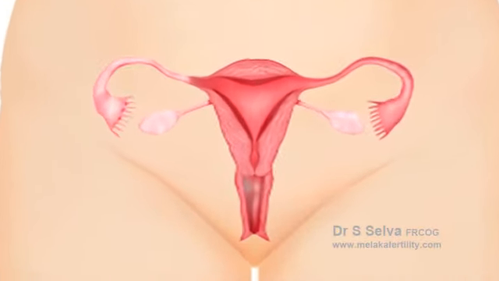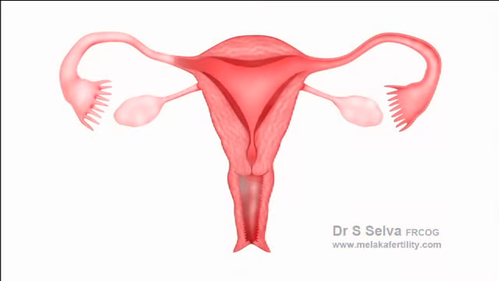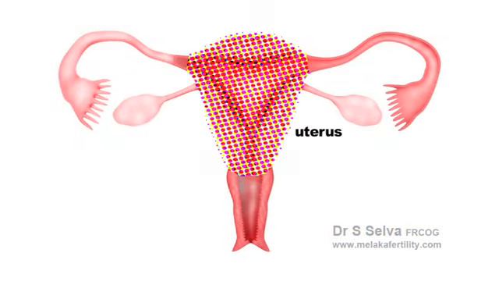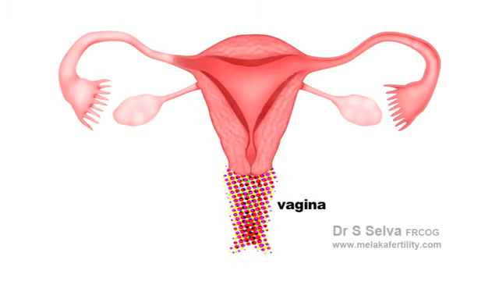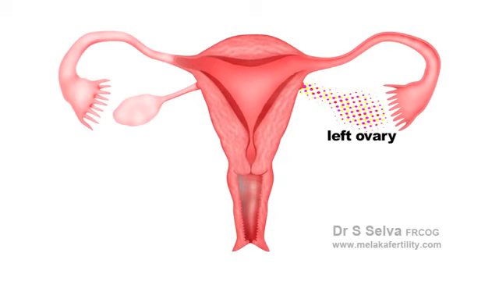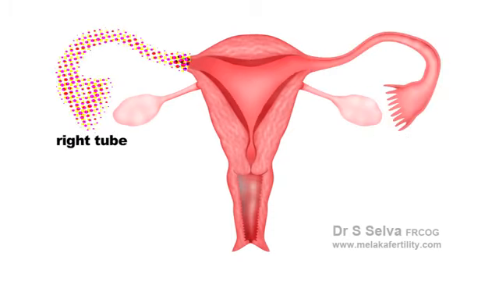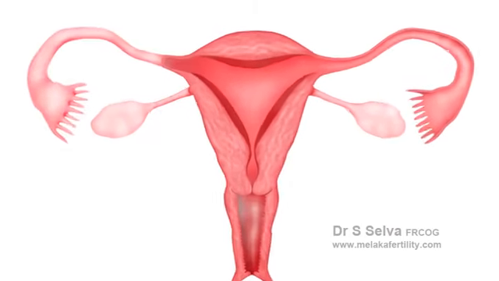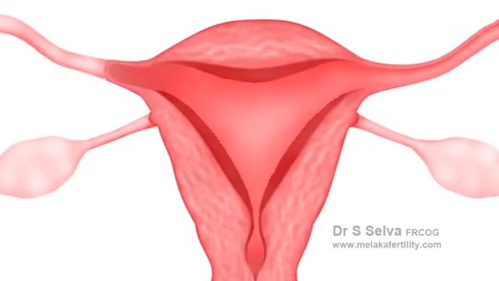This is a drawing of the normal female reproductive organs. This is the uterus. This is the vagina. This is the right ovary and this is the left ovary. This is the left tube and this is the right tube. This is the endometrium and this is the myometrium.